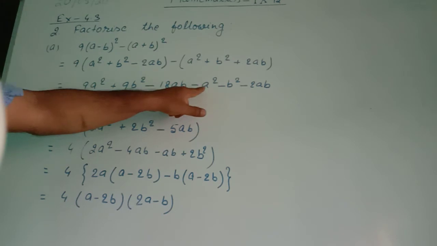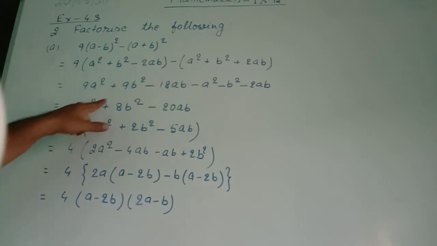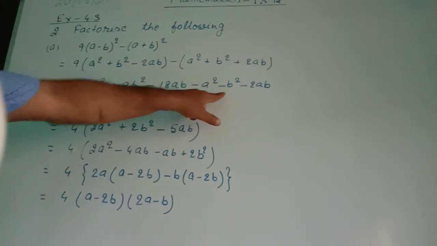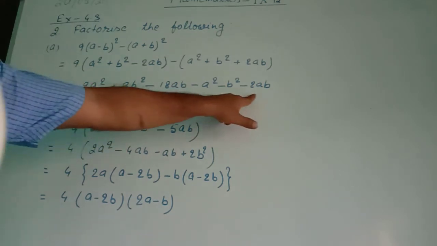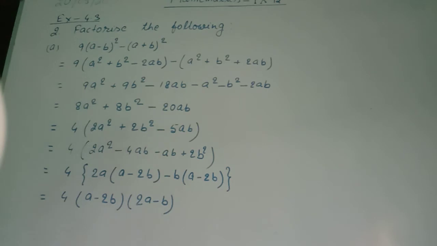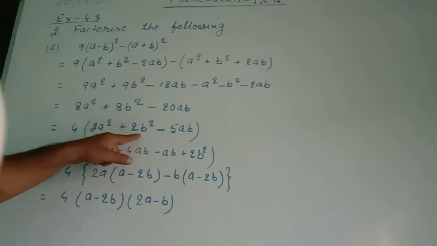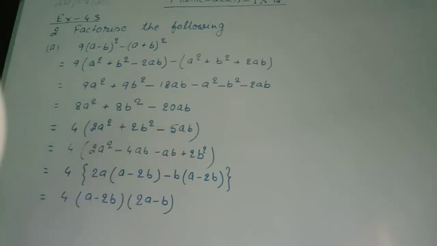9a² minus a², 8a²; 9b² minus b², 8b²; minus 18ab minus 2ab, minus 20ab. In all these three terms, 4 is common. What is left? I wrote inside the bracket. After taking 4 common, here 2a² is left, here 2b² is left, here 5ab is left.